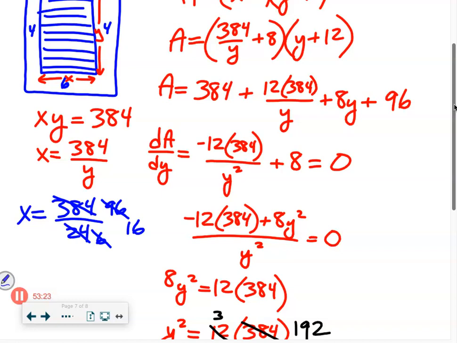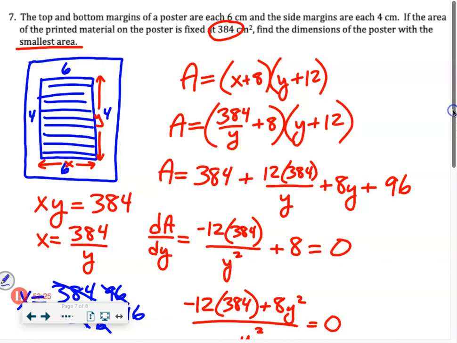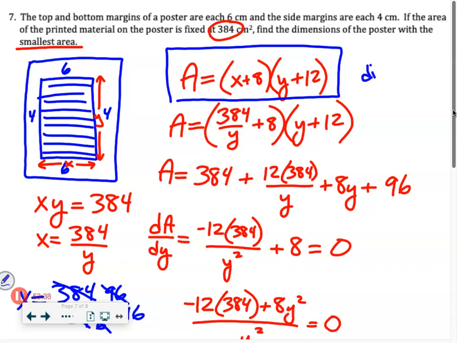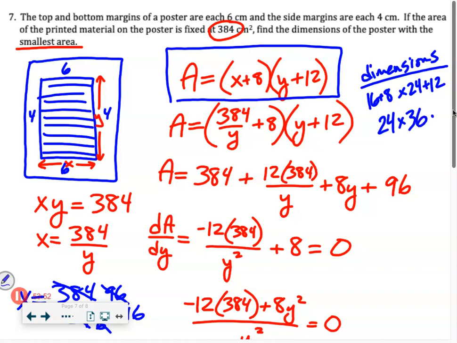Except the area of my poster is not 16 by 24. The area of my poster is x plus 8 and y plus 12, the dimensions. So my dimensions are actually 16 plus 8 by 24 plus 12, or 24 by 36 centimeters.